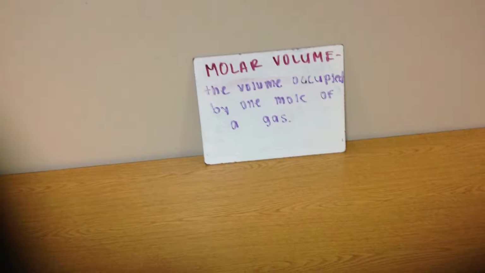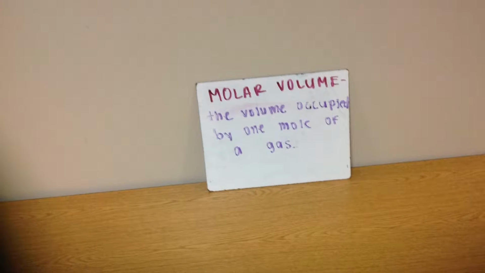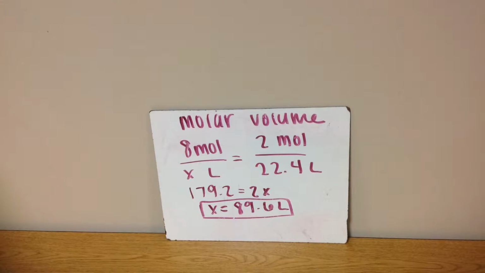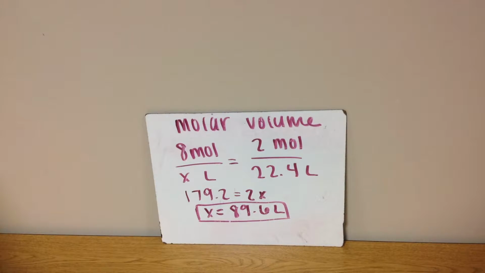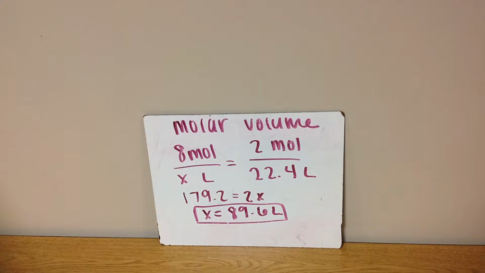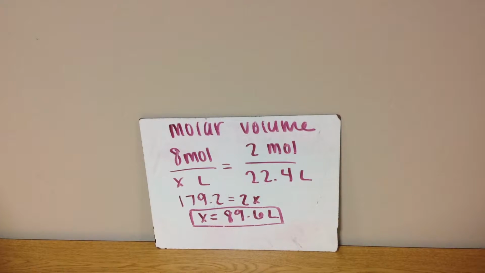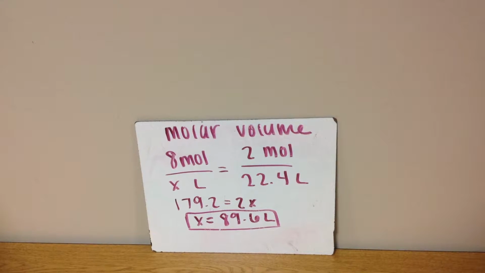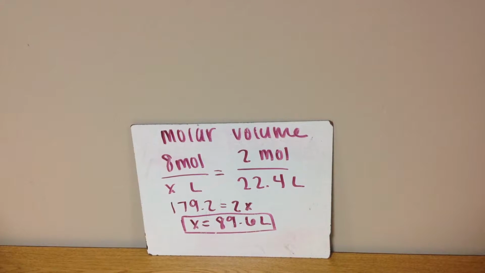The molar volume is the volume occupied by 1 mole of a gas. An example of this would be trying to find the liters for a given number of moles. So 8 moles over X liters equals 2 moles over 22.4 liters. Cross multiply, you get 179.2 equals 2x, and then x equals 89.64.